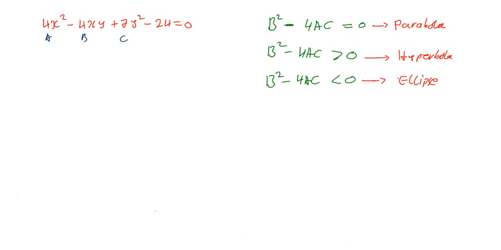So what's our B? You're going to put B squared. Our B is minus 4, squared, minus 4. What's our A? It is 4. What's our C? It is 7. Is equal to what? That's going to be 16 minus, that's 4 times 4 times 7, that's 112.